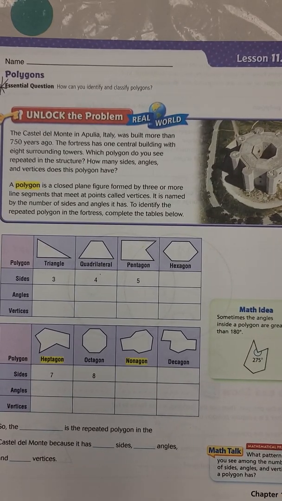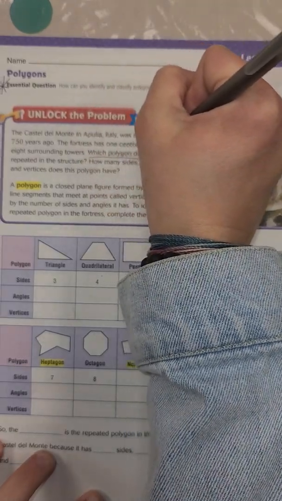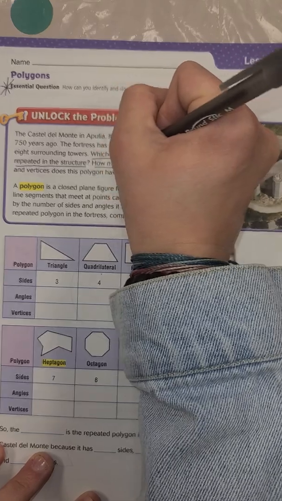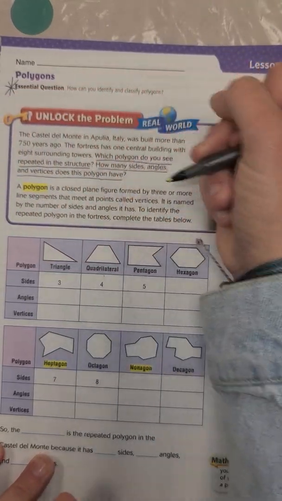The problem we have today is the Castel del Monte in Apulia, Italy was built more than 750 years ago. The fortress has one central building with 8 surrounding towers. Which polygon do you see represented in the structure? There's our question. Which polygon do you see represented in the structure? How many sides, angles, and vertices does the polygon have?